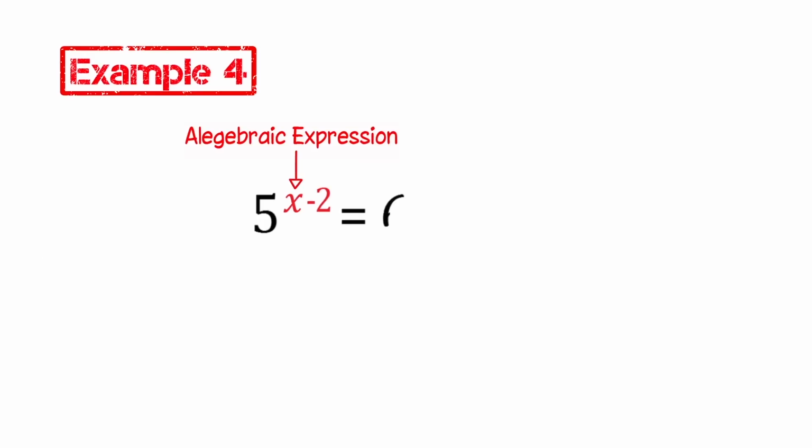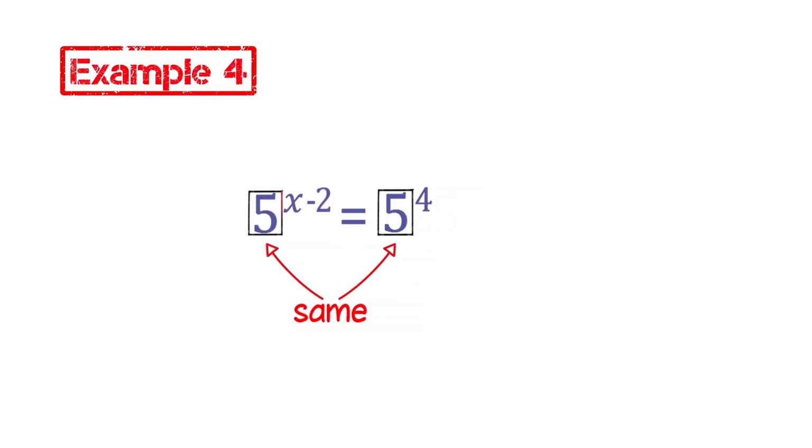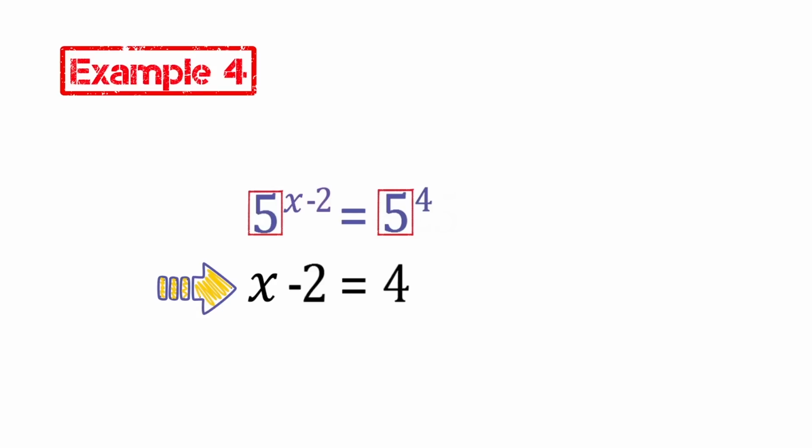How about this equation? We have 5 to the power of x minus 2 equals 625. Now that we know how to compare indices, we must express 625 in an index form with the base 5. And we know that 625 is 5 to the power of 4. Therefore, 5 to the power of x minus 2 is equal to 5 to the power of 4. Since the bases are the same, in this case 5, we can compare the indices. Hence, we can form the equation x minus 2 equals 4, and finally, x equals 6.